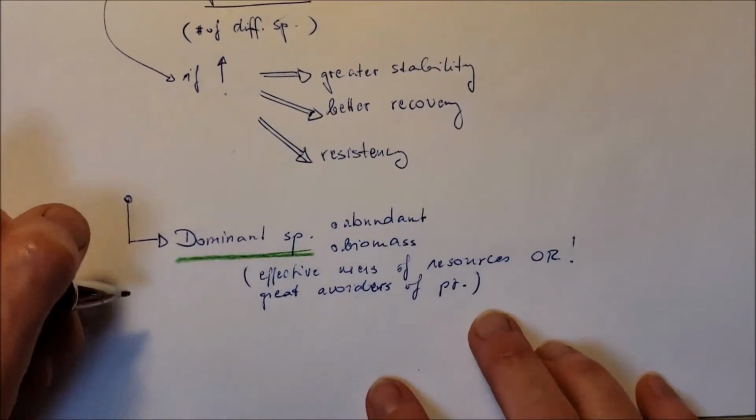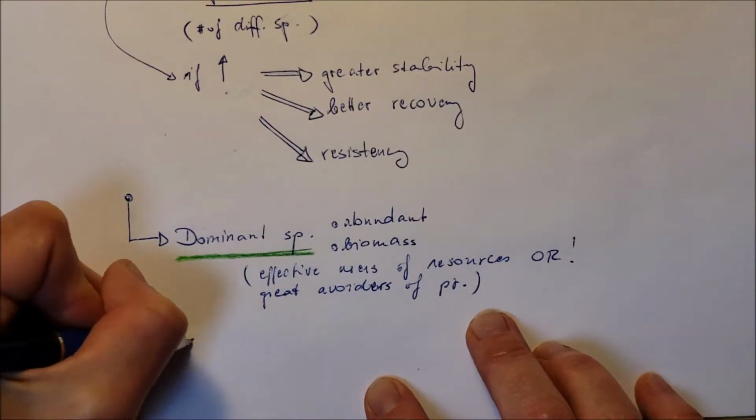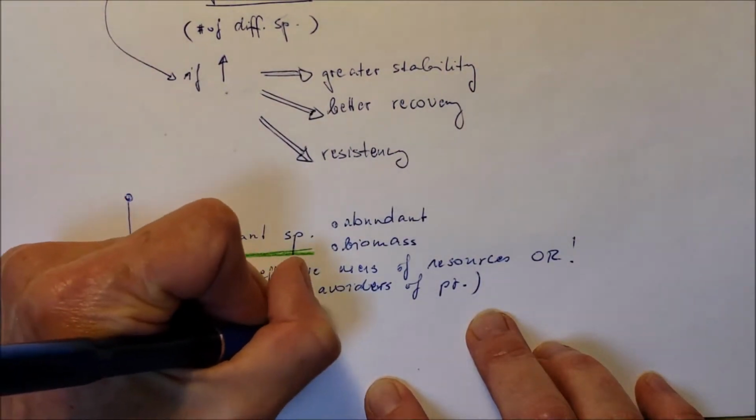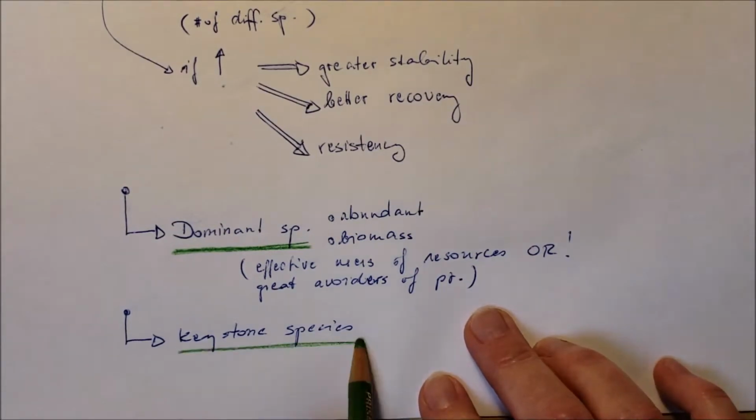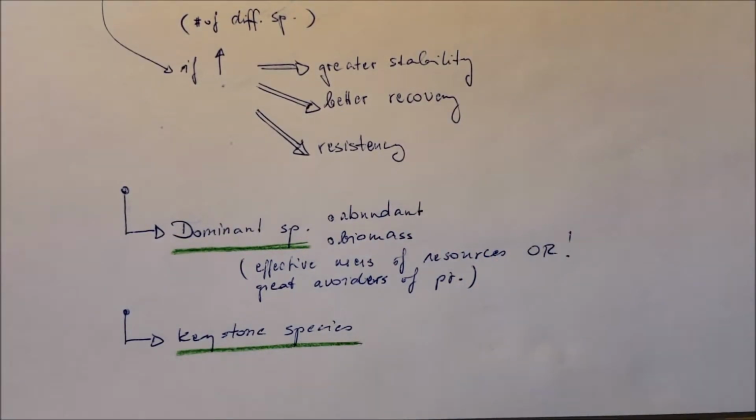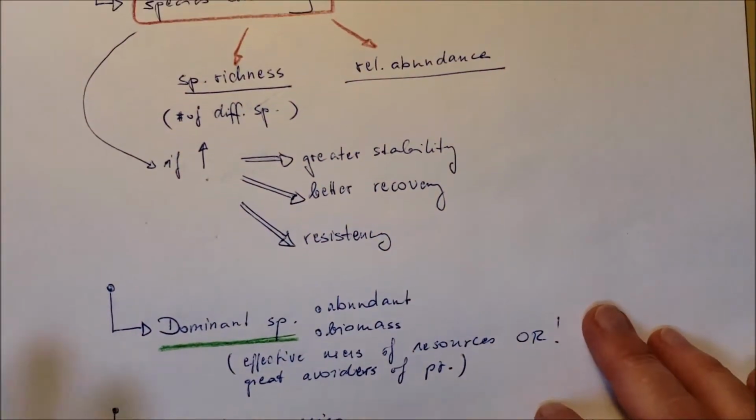And the last characteristic that we are going to cover is the keystone species. Some species in the community act as keystone species, like otters in Alaska's Aleutian Islands, or sea stars, or wolves in Yellowstone.